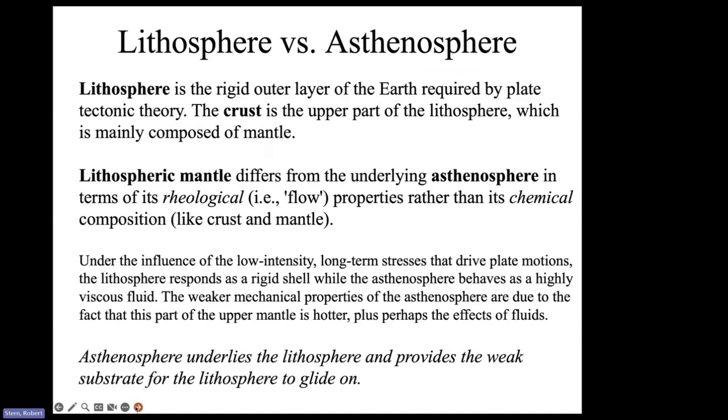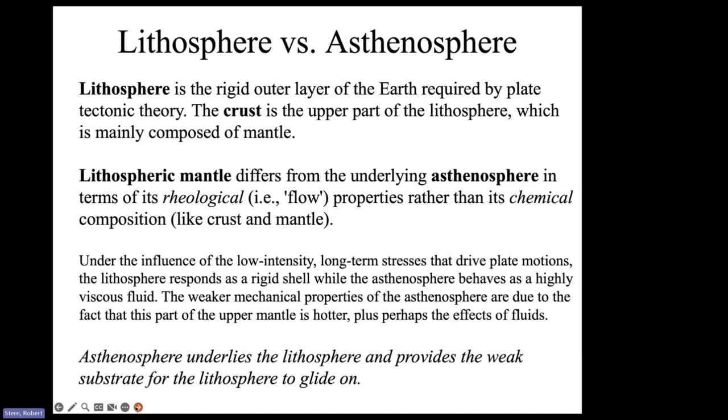So now let's talk about lithosphere versus asthenosphere. Lithosphere is the rigid outer layer of the Earth required by plate tectonic theory. The crust is the upper part of the lithosphere, which is mainly composed of mantle. Lithospheric mantle differs from the underlying asthenospheric mantle in terms of its rheological, its flow properties, not its chemical composition.